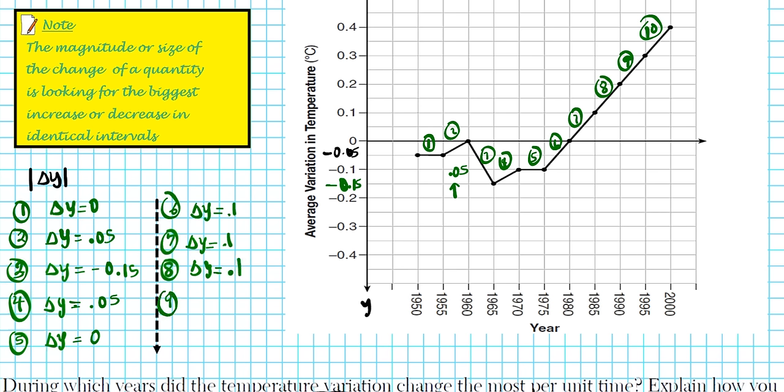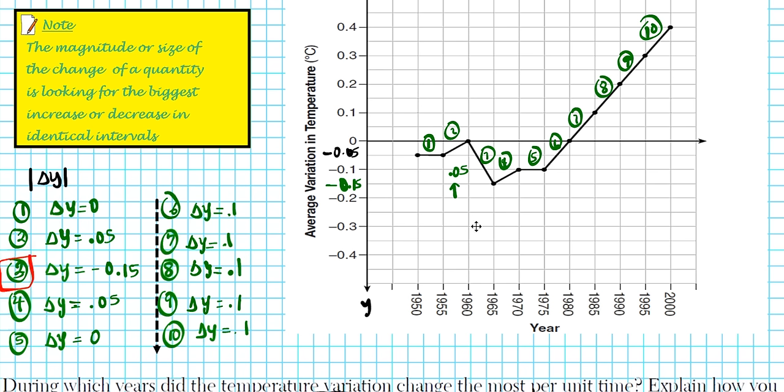Interval 9, the same thing. You have a rise of 0.1, because you see 1, 2. And then interval 10, you have a rise of 0.1. Okay? So ignoring the sign, remember we're just focusing on the size of the numbers. Where do you have the biggest rise or fall? Where do you have the biggest number? The biggest number here, if you take the absolute value of all these numbers, is 0.15.